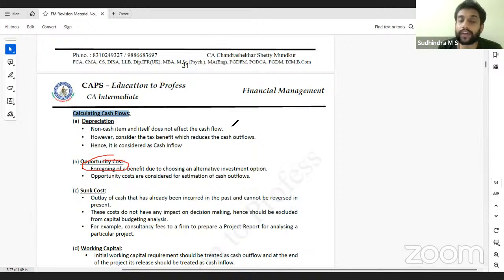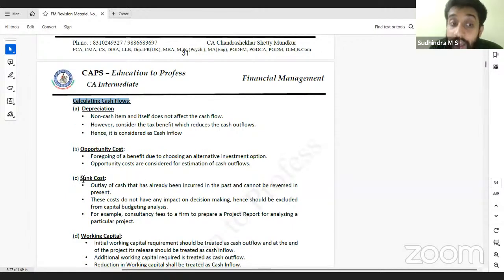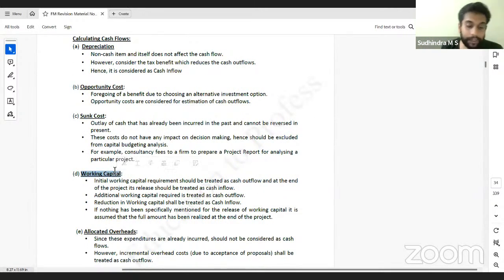Then, opportunity cost. Opportunity cost is the benefit that we are foregoing by not investing in the alternate investment option. Correct? So opportunity cost is considered for the purpose of estimating cash outflow. It will be considered as cash outflow. Sunk cost means it is already incurred, historical. It is not relevant for future decisions. Sunk cost will not be considered for capital budgeting analysis. It will be excluded.